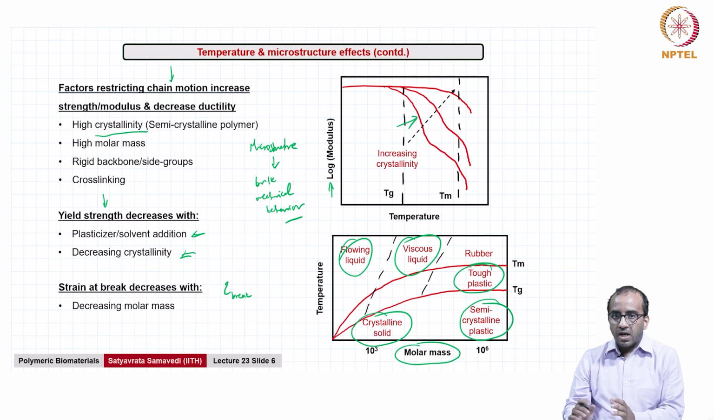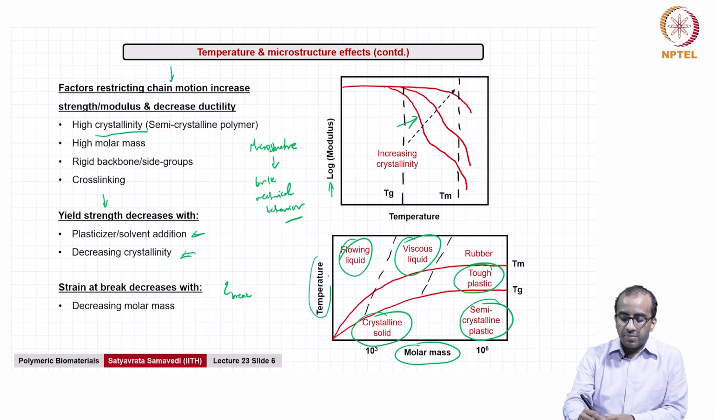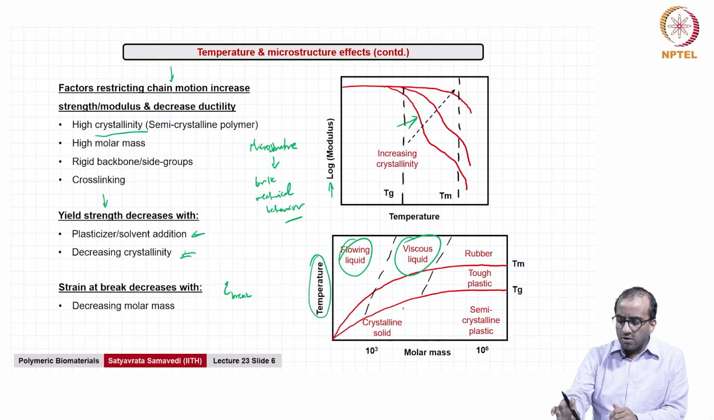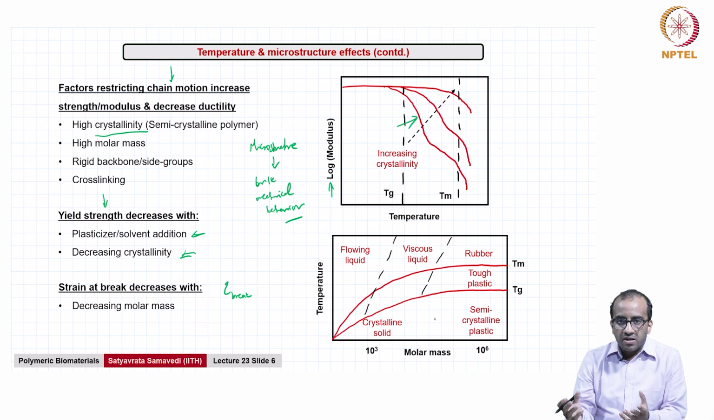So, in one map, what we are showing is the effect of chain length or molar mass versus temperature, and how those together determine the mechanical properties of the material, or how we classify materials based on the ability to deform in response to a load. That is essentially what all of these things are, right? How do these materials behave macroscopically? For example, a viscous liquid versus a semi-crystalline plastic, right?